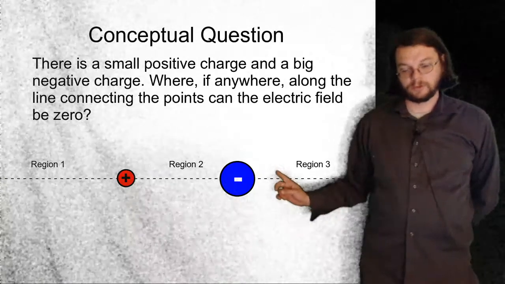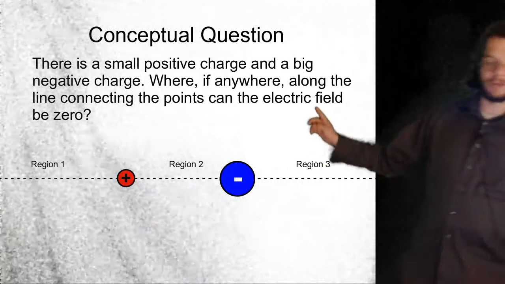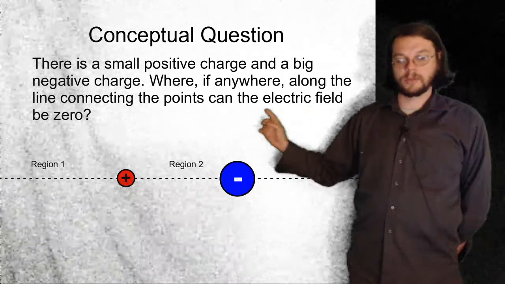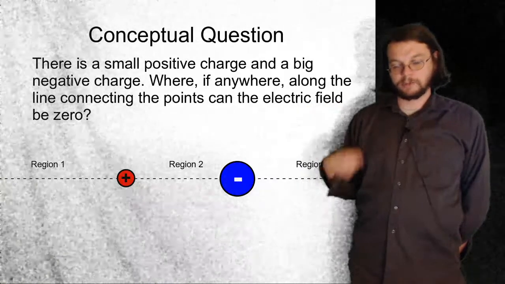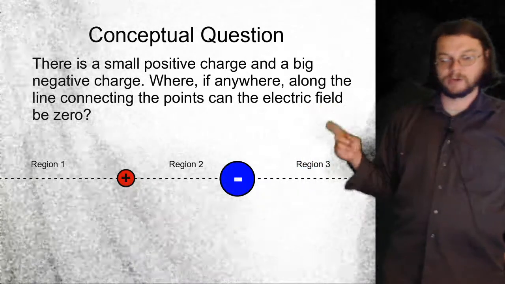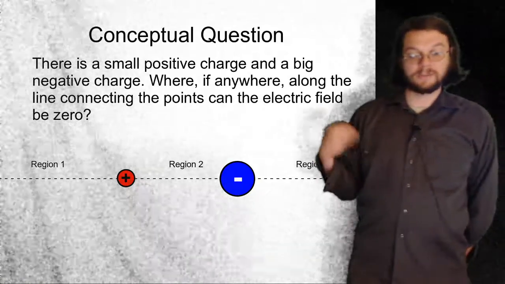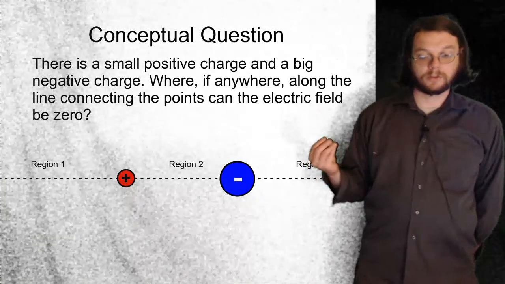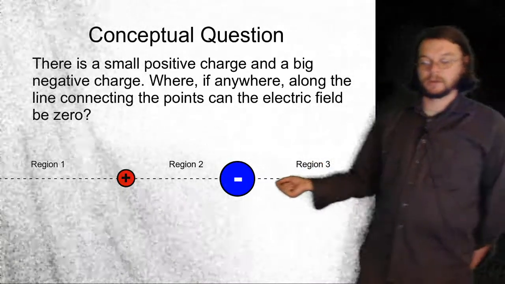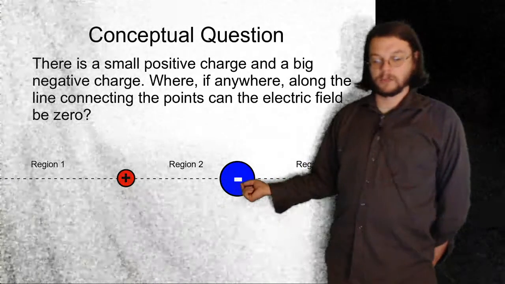So let's see. Region 3, where can the electric field be zero on here? The first, I would say, crucial insight into this question is that the electric field always points in the same direction that the electric force would on a positive charge. So if we're trying to find the place where the electric field is zero, that's equivalent to trying to find the place where the electric force is zero. So if I took a positive charge and put it along here, is there anywhere in region 3 that I will find zero electric force?